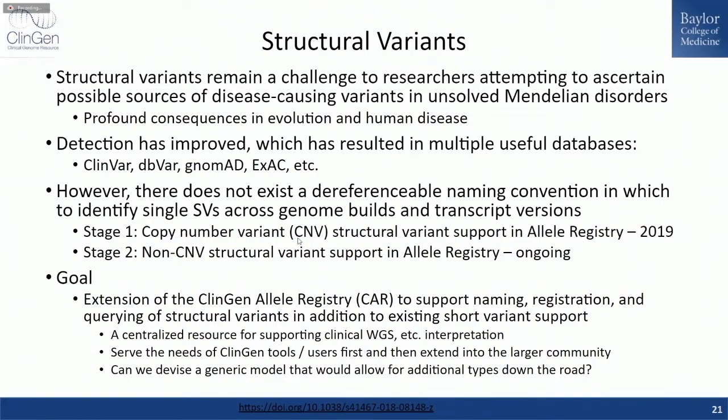So we also see, stage 1 is actually the copy number support, which we've supported. And what we're working on right now is non-CNV support. So our goal is to extend the Allele Registry continually to support these, so that the other curation efforts can actually leverage the naming convention in the same way that they use CAIDs.